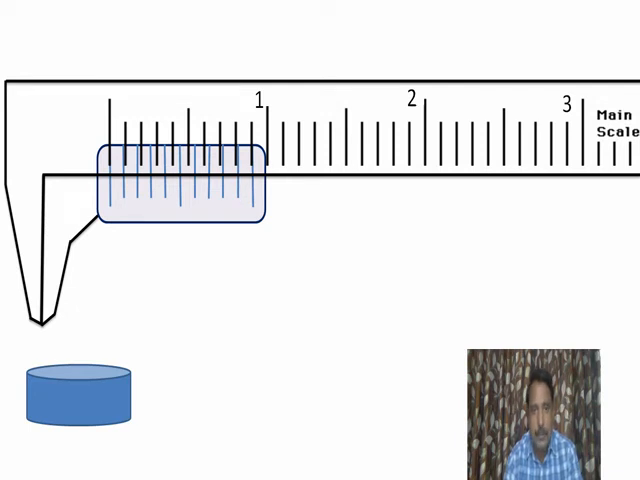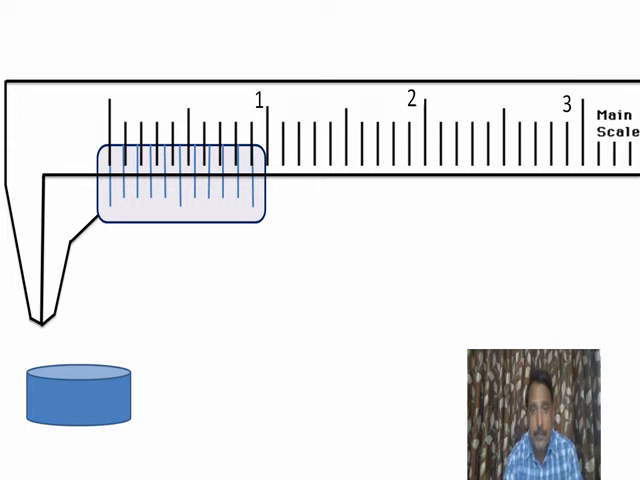Now, let us have a closer look at the main scale. Main scale, this distance is 1 centimeter. How many divisions you see? Of course, this is familiar to usual scale that you have in your compass. You can see 1, 2, 3, 4, 5, 6, 7, 8, 9, and 10. There are 10 divisions within the distance of 1 centimeter.